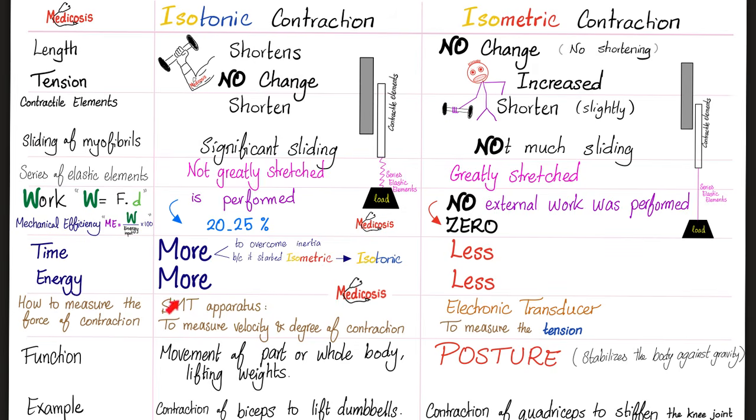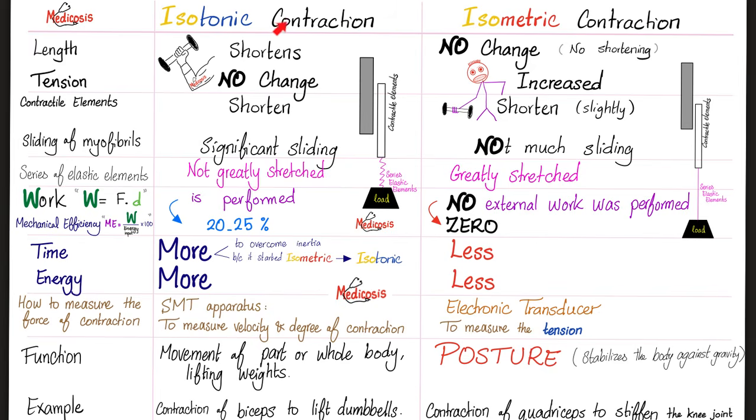That's why it takes longer than the isometric. Energy. If it takes longer, it takes more energy because I have to overcome inertia. I actually lifted up the stinking dumbbell. How do you measure the force of contraction? If it's talking about isotonic, there is a device called SMT, or strength of muscle tension. Basically, we're measuring the velocity and the degree of contraction. So you're measuring the degree of contraction? Yeah, because I actually shortened. But in isometric, since I did not shorten, I can only measure the tension. And we use something called the electronic transducer for that.